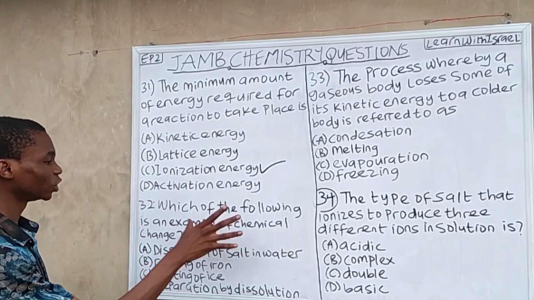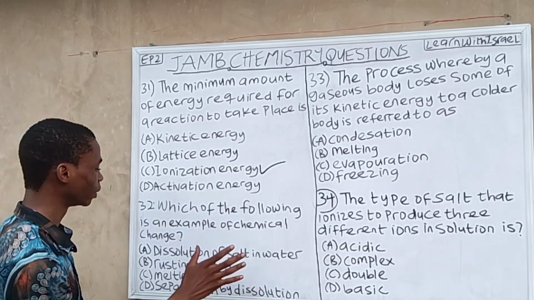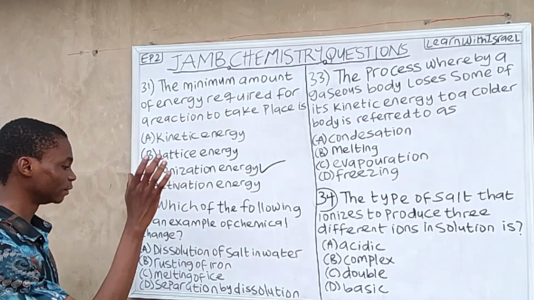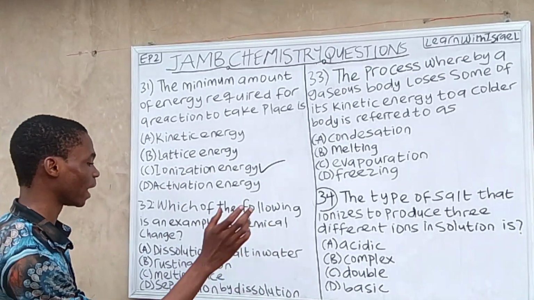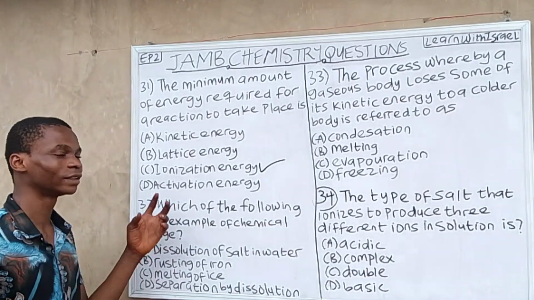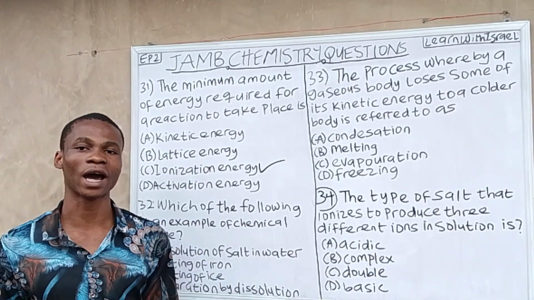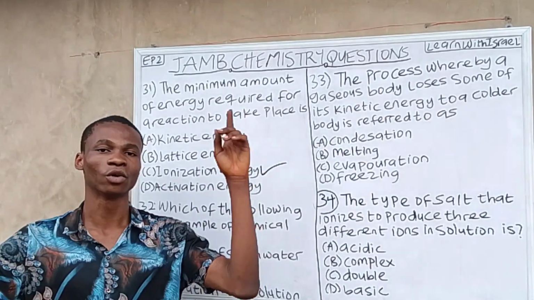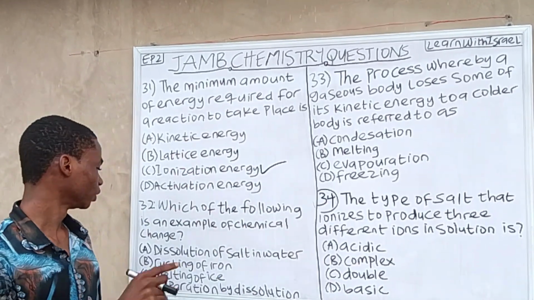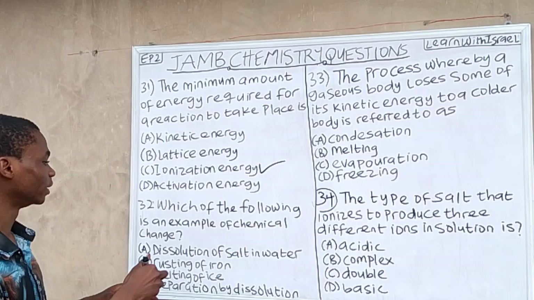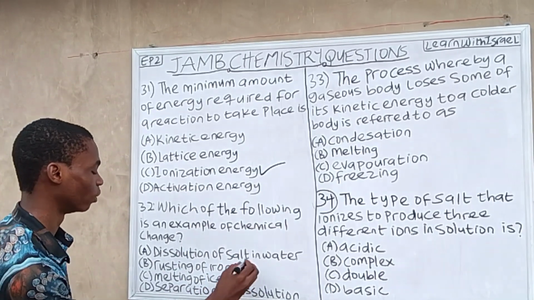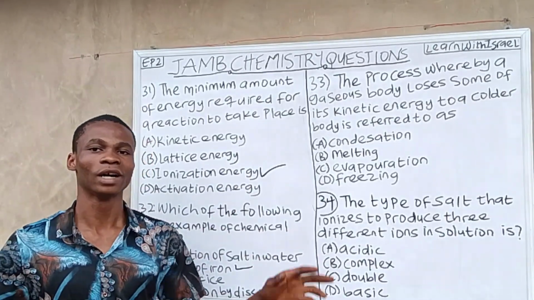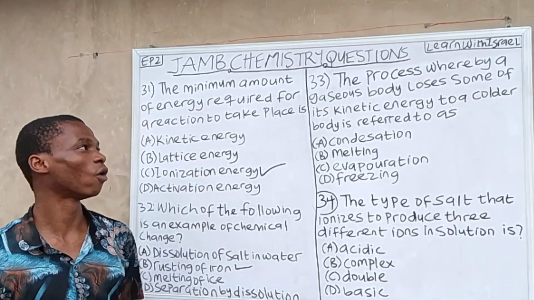Question 32. Which of the following is an example of chemical change? A. Dissolution of salt in water, B. Rusting of iron, C. Melting of ice, D. Separation by dissolution. So melting of ice, I've treated this in episode 1. Melting of ice is a physical change, and if you haven't watched the video, go and watch it right now. So the chemical change in the options is rusting of iron. Rusting of iron is the chemical change in which it cannot be reversed and a new substance is formed.